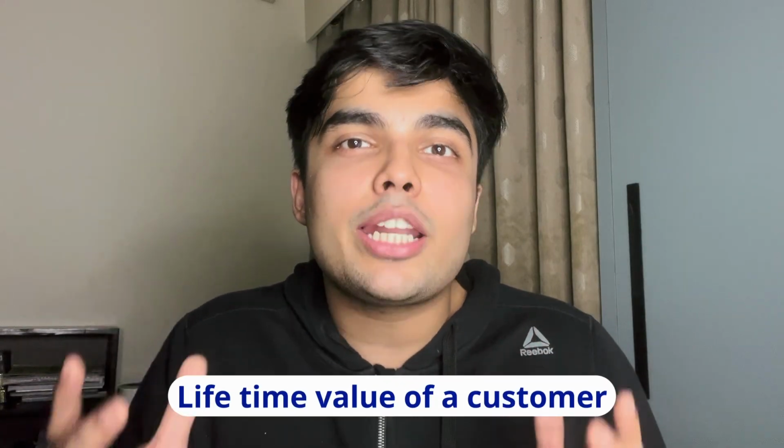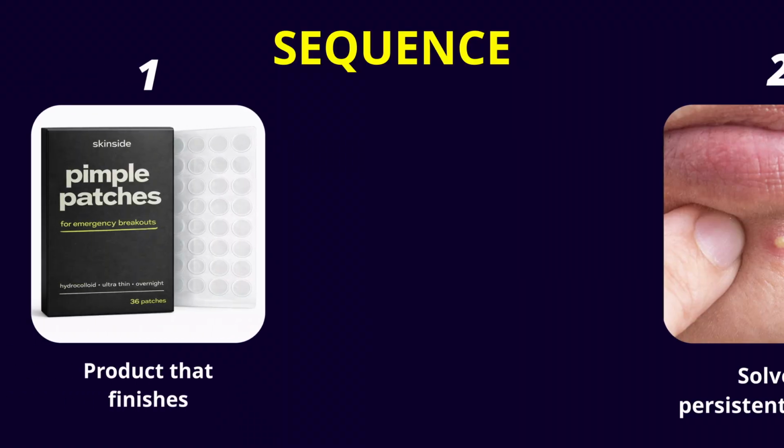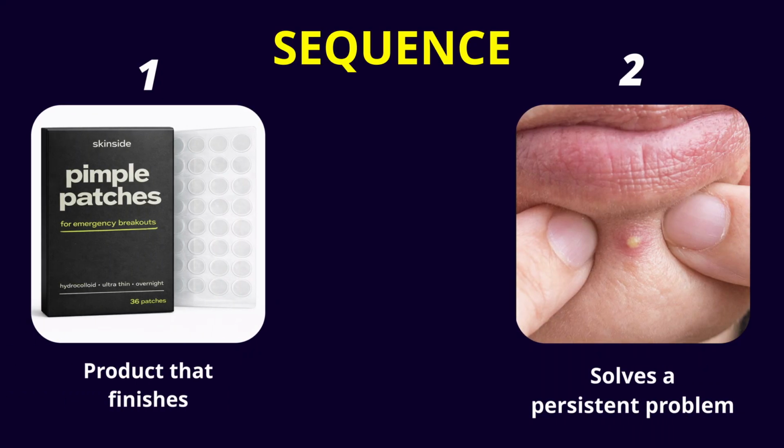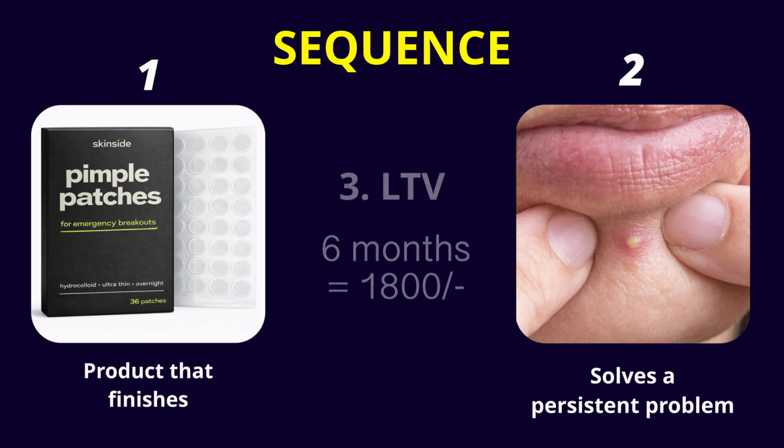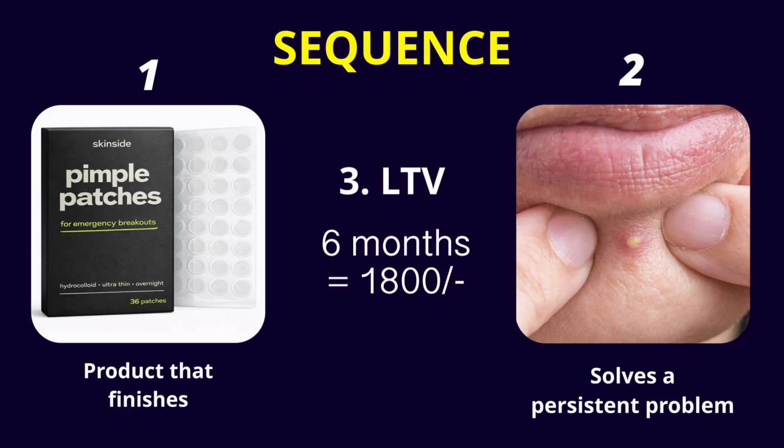In some technical words, we call it increasing the lifetime value of a customer. So the sequence is pick a product that finishes, that solves a real persistent problem and as a result has to be bought again and again repeatedly without you spending more money on marketing to acquire more customers.